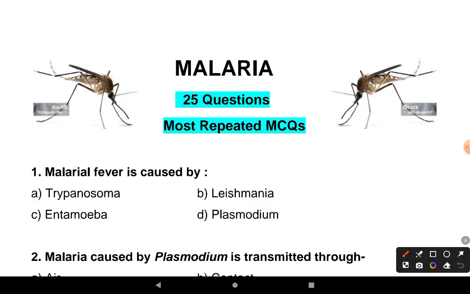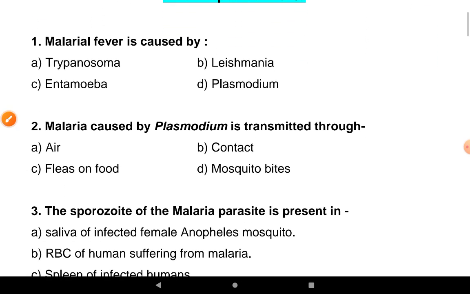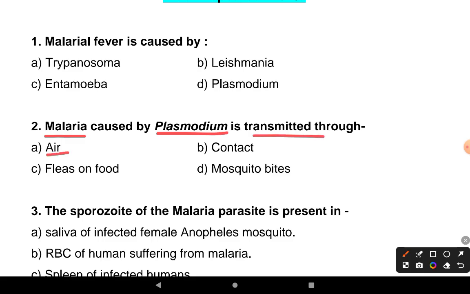Our first question is: malarial fever is caused by Trypanosoma, Leishmania, Entamoeba, Plasmodium. The correct answer is option D. Malaria is caused by Plasmodium. Our next question is: malaria caused by Plasmodium is transmitted through air, contact, fleas on food, mosquito bites. Our correct answer is option D. Malaria caused by Plasmodium is transmitted through mosquito bites.